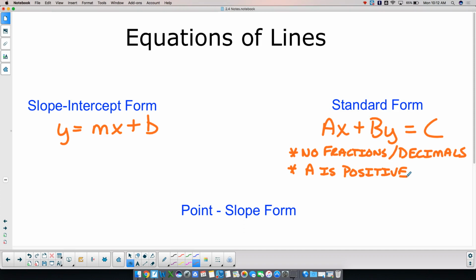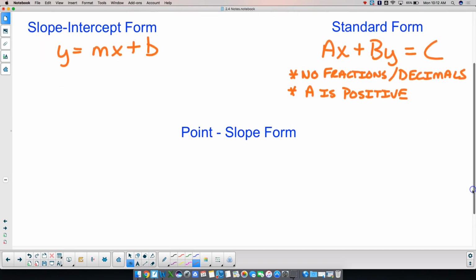Yeah, you. y minus y sub 1, equals the quantity x minus x sub 1. Yep. Love it. Okay. Any extra conditions that go along with that one?